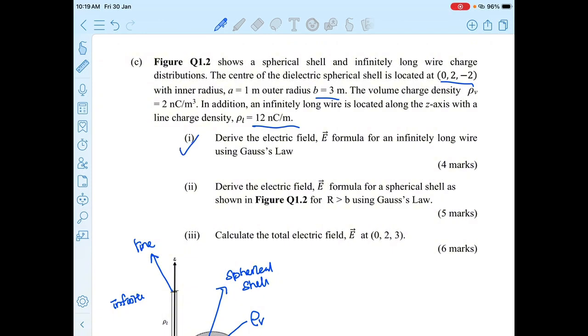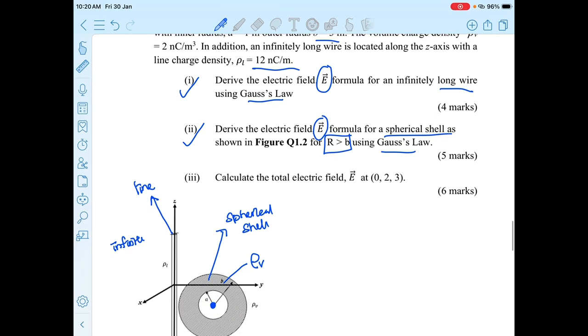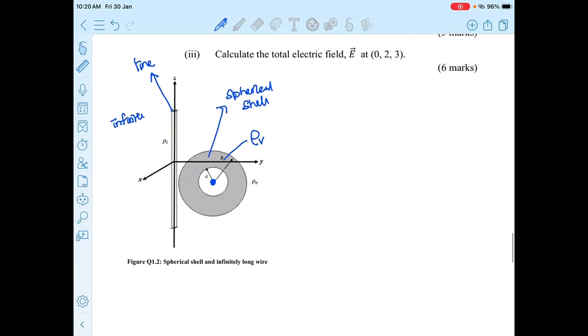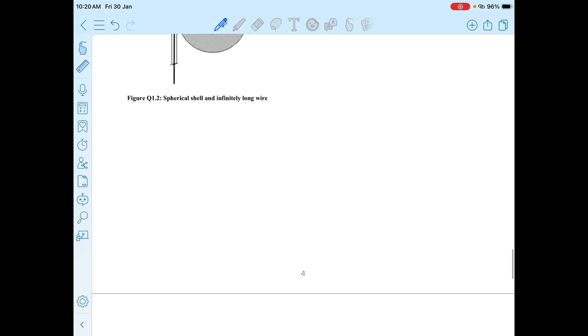First, derive the electric field formulas for the wire. The second one is to derive the electric field formulas for the spherical shell, both by using Gauss law. For the second one, it only wants you to derive the electric field when R is greater than B. Here you have to put in the steps of derivation that we learned in class. So we go for the first one, that is about the line.